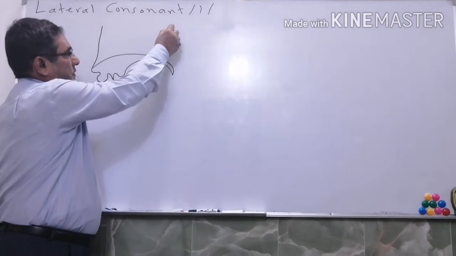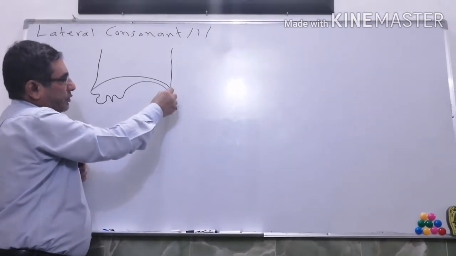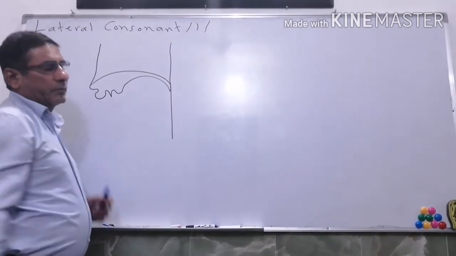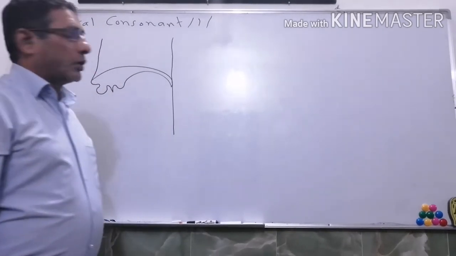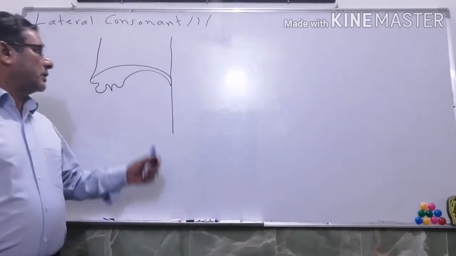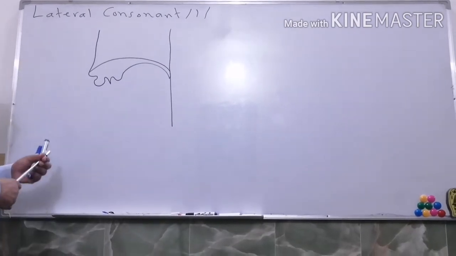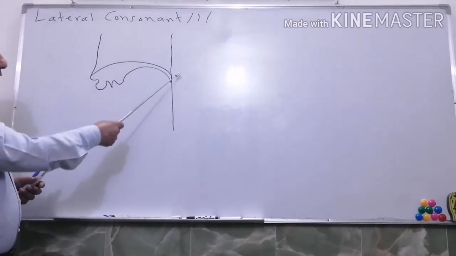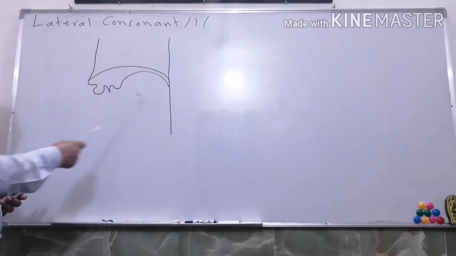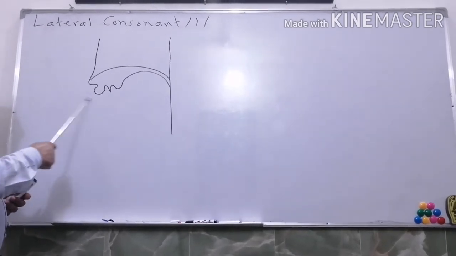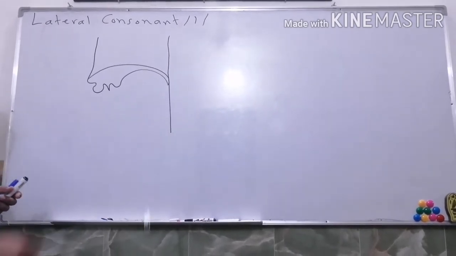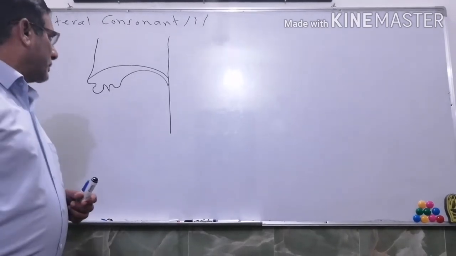Now, this is the vertical line, which represents the wall of the pharynx. Now, as you see here, the soft palate is now raised so that the breath goes through the oral cavity, so that all the breath or the air goes through the oral cavity. Now, this is the first point.